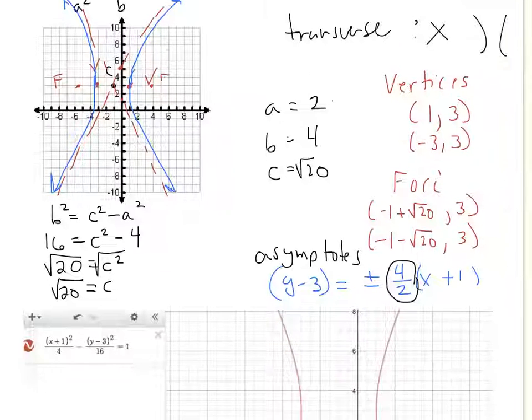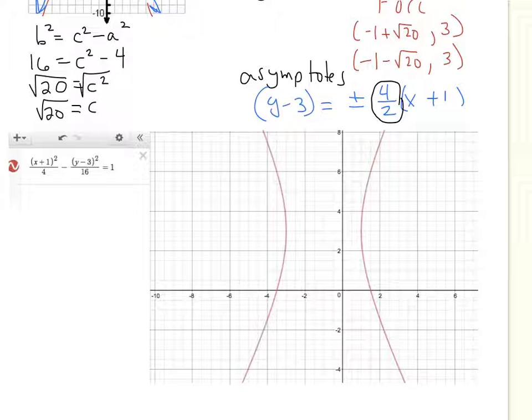All right, so if I look at Desmos, very similar. You can kind of see where the center is at -1, 3. In between those two, there's a vertex, there's a vertex. And again, our asymptotes would kind of fill the gap here.